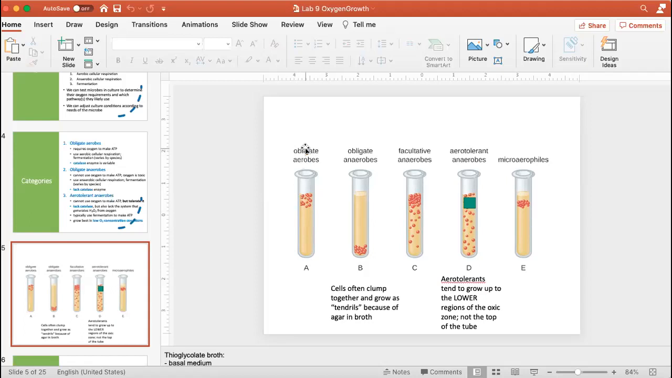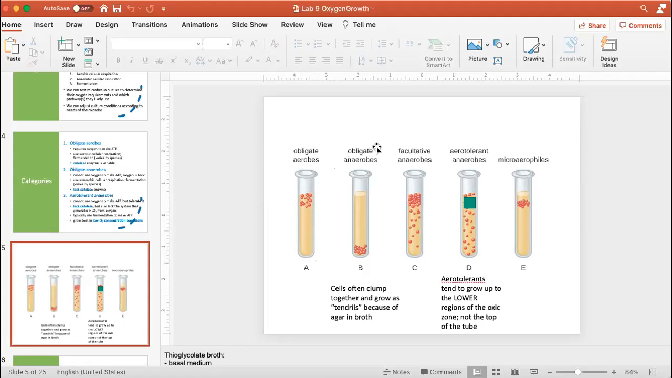So obligate aerobes have an absolute requirement for oxygen. No surprise, they're going to be limited to growing in that oxic zone. As you go down into the deeper parts of the tube, there's less and less and less oxygen down here. And when you get down to the lowest 20%, there's no oxygen. So we can refer to that as the anoxic zone, no oxygen.